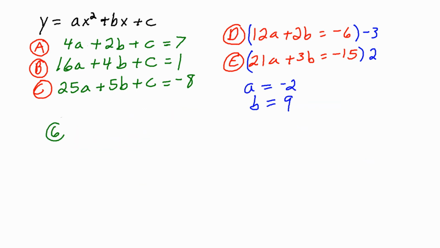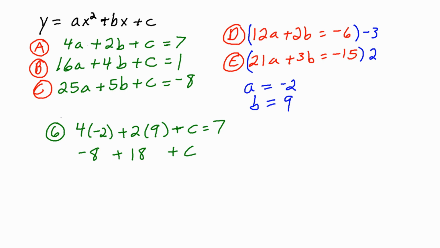So my next step is to find c. I can use either my top equation A, my equation B, or my equation C. Going with equation A, I have 4 times a, so 4 times negative 2, plus 2b, which is 2 times 9, plus c equals 7. Next I have negative 8 plus 18 plus c equals 7. 10 plus c equals 7. c equals negative 3. Now that I have a, b, and c, I can find the equation of my parabola.